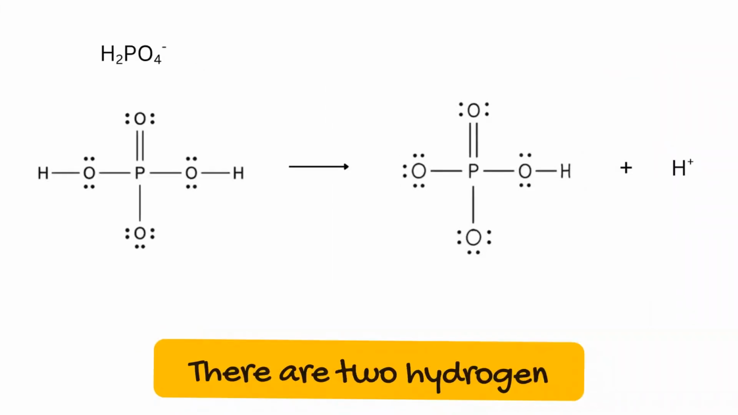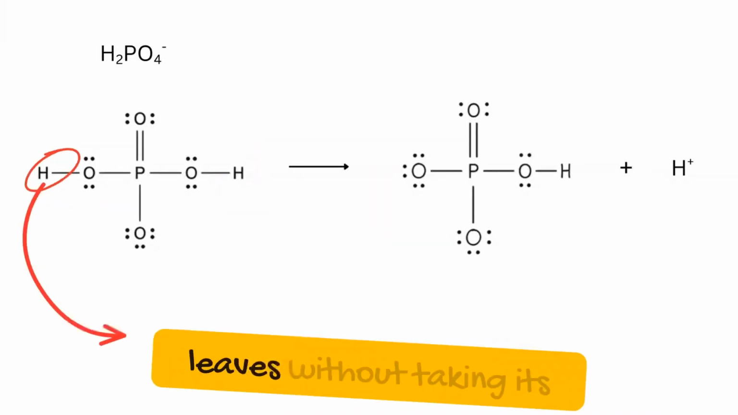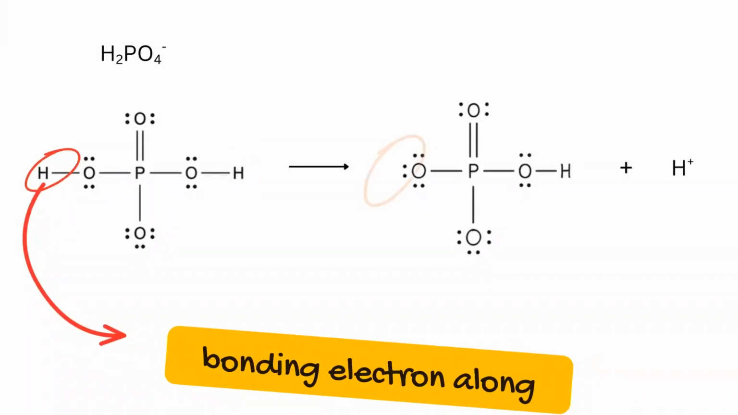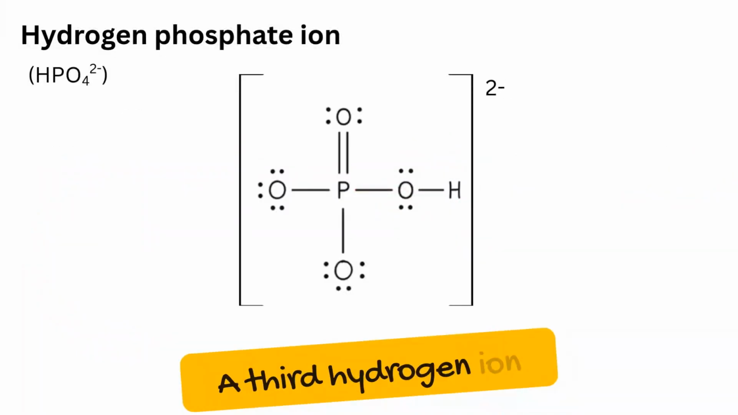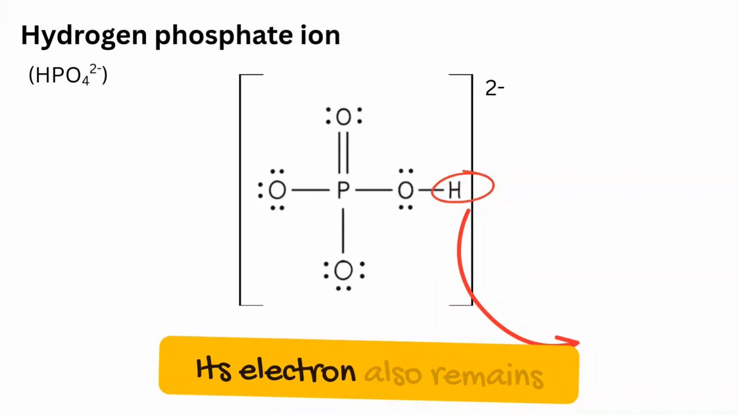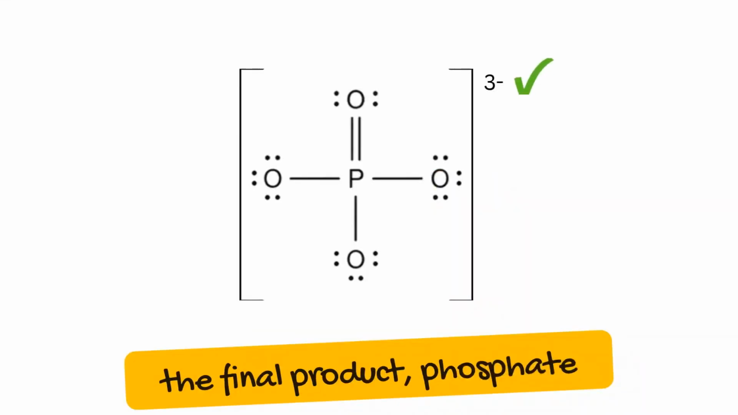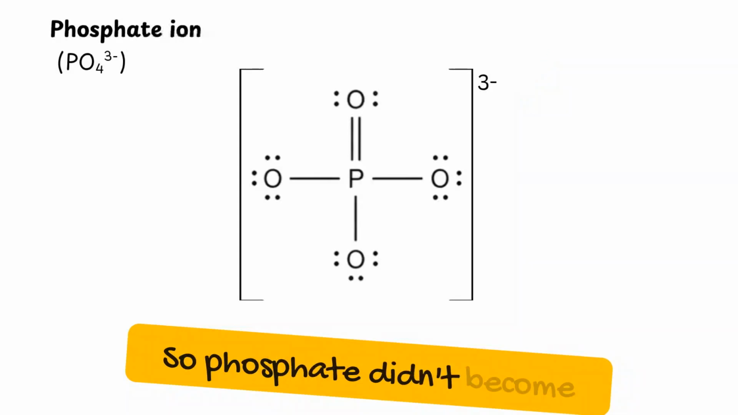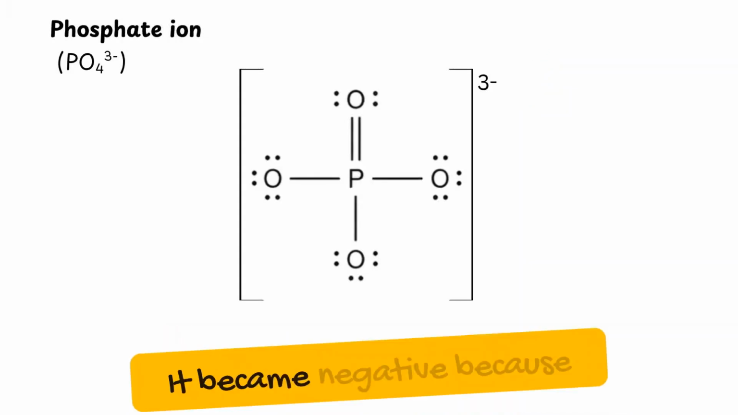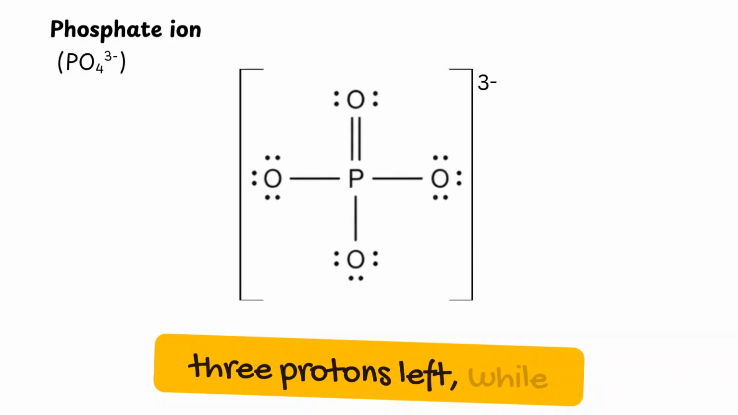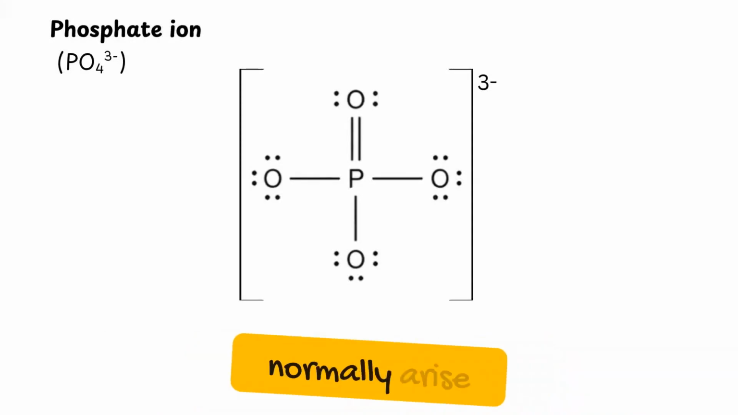There are 2 hydrogen atoms present. The process repeats. That is, 1 proton leaves without taking its bonding electron along. Now the charge becomes -2. A third hydrogen ion leaves. Its electron also remains. Then we have it, the final product, phosphate ion. So phosphate didn't become negative because it captured 3 wandering electrons. It became negative because 3 protons left, while the bonding electrons remained behind. That is how charges normally arise.